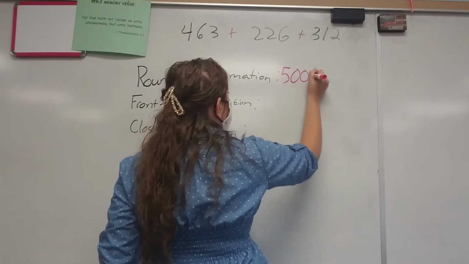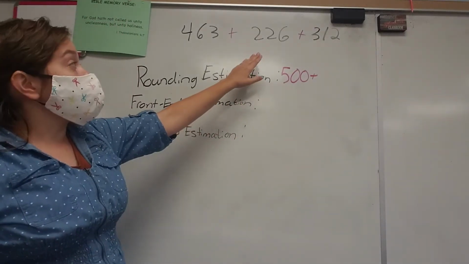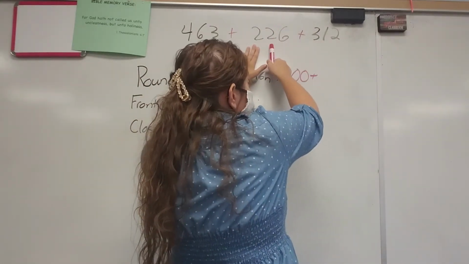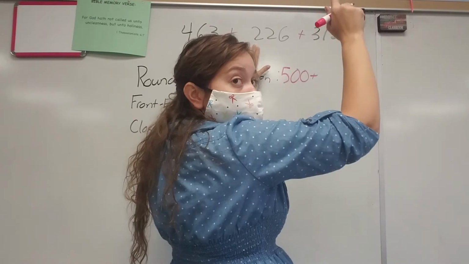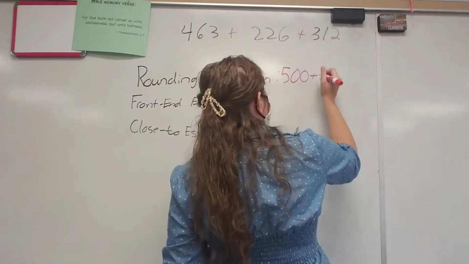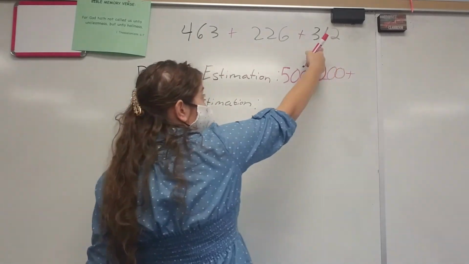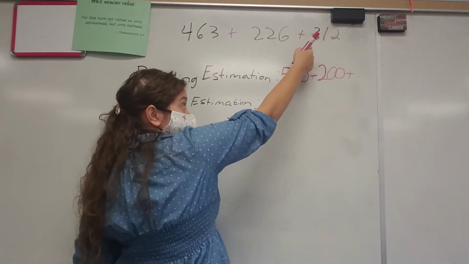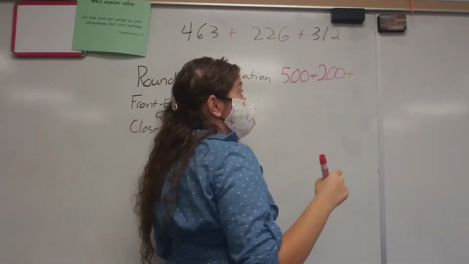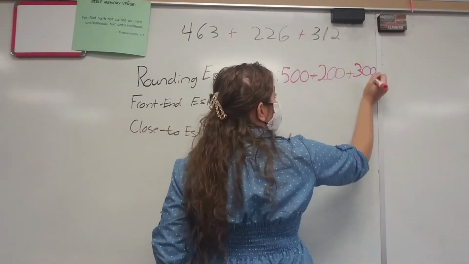So this is going to become 500. Right? Now if I'm rounding 226, I'm looking at this 2, and now I have to look at the 2 next to it, right? Does the 2 mean I'm going to go down or up? Down. Everyone point, down or up? Down. And so this 2 stays a 2, and we have 200. Now let's look at 312. I'm looking at my 3. I have to use my 1. Am I going to go up or down? Down. And my 3 stays, and becomes 300. Good.